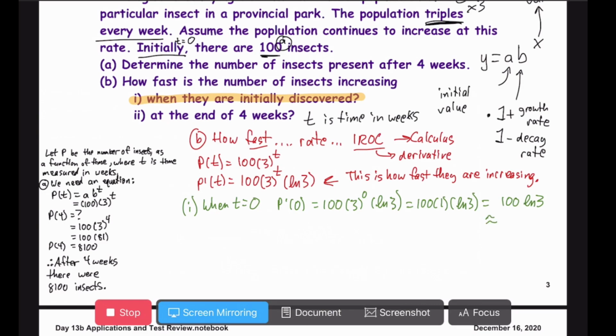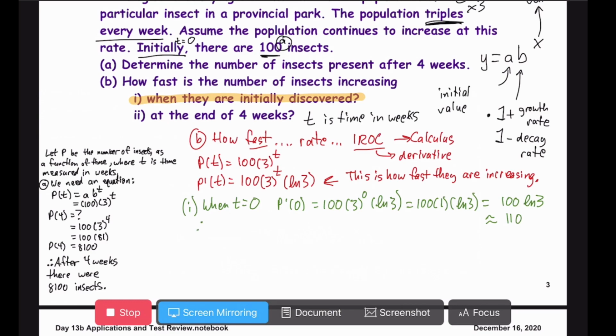So it's approximately equal to 110 insects per week. So remember, this is a rate. So it's not just a number. It's not what is the number of insects. It's the rate of change. And we want to answer this, so we want to give a whole number in our word problem, because just giving an exact value doesn't really help us understand what's happening here.